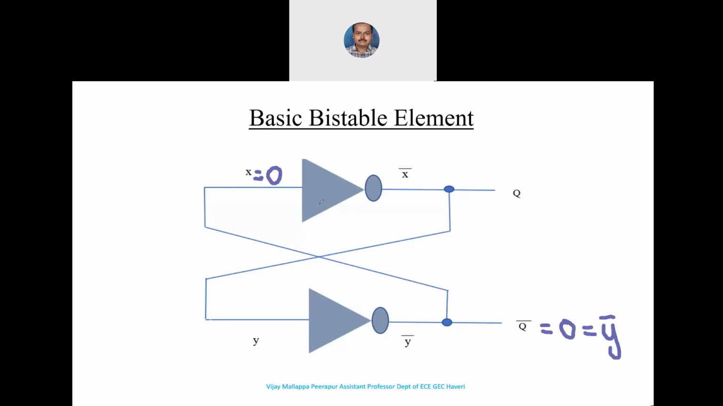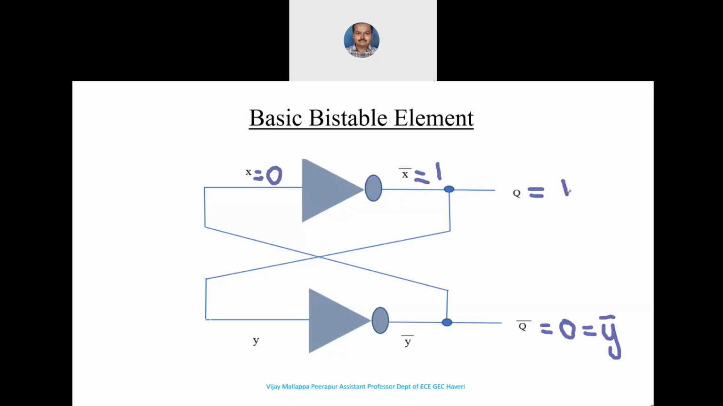We'll assume that X is equal to 0. When I say X is 0, it means that the Q bar is 0, the Y bar is equal to 0 here. So what is the output of the first NOT gate? This is equal to logic 1. So what is Q equal to? Q is also equal to 1 here.